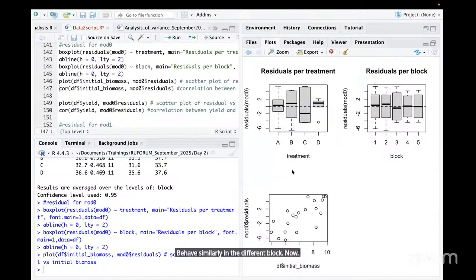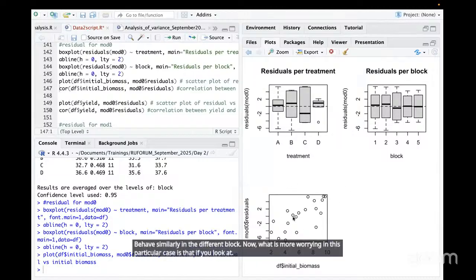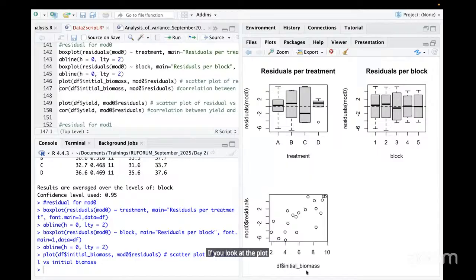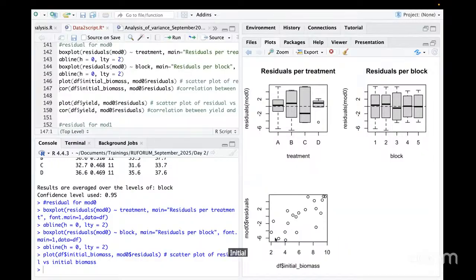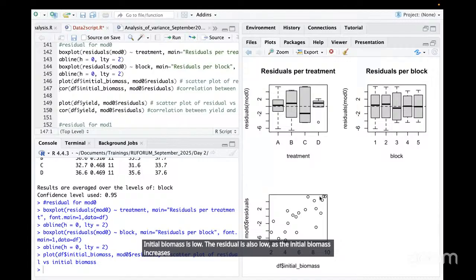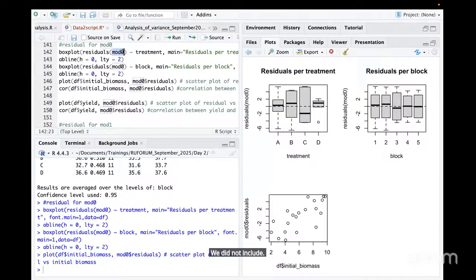Now, what is more worrying in this particular case is that if you look at the plot of the initial biomass versus our residue, you can see a very strong relationship here: if the initial biomass is low, the residue is also low. As the initial biomass increases, the residue also increases. Why is this happening? Because in this particular model, model number 1, we did not include our covariate in the model. And what the residual plot is telling us is that there seems to be a very strong pattern still remaining in the residue.